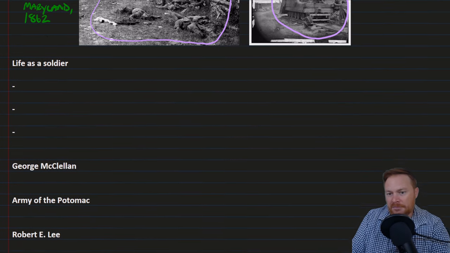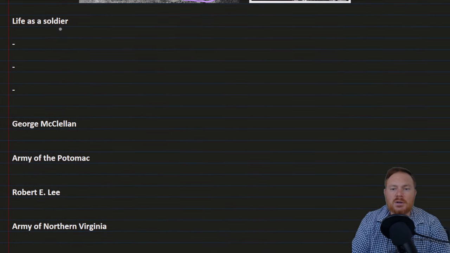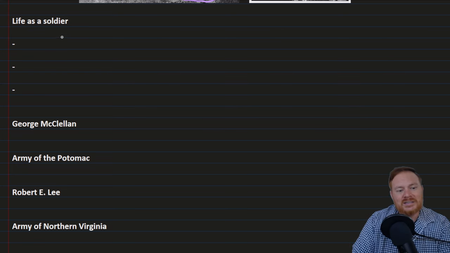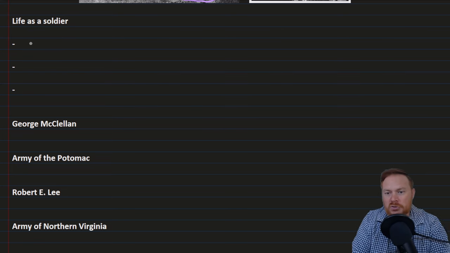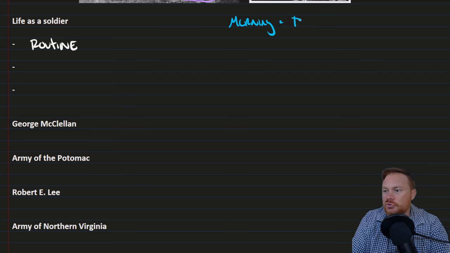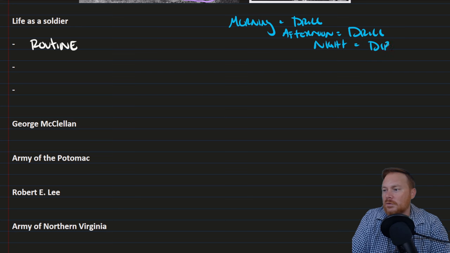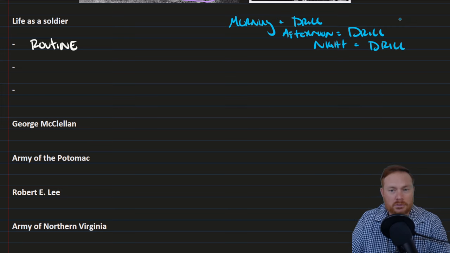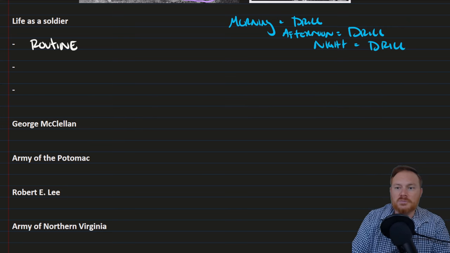Now, there is a very brief part of the textbook that talks a little bit about what life was like as a soldier. Not going to go into too much detail here, but for the most part, life as a soldier was characterized by routine. There was a saying that in the morning, soldiers drill. In the afternoon, soldiers drill. And at night, soldiers drill. And the question was, well, what do you do after you drill? And the answer is, well, you drill, drill, drill, and drill more. So a lot of routine in terms of training, preparing, drilling, preparing for the war.